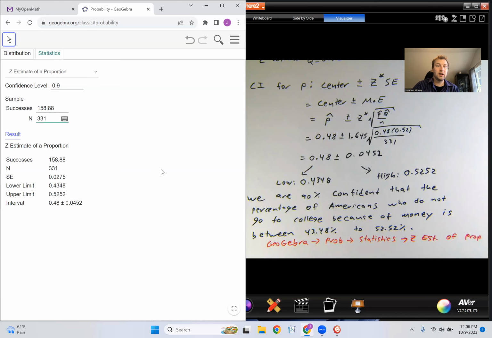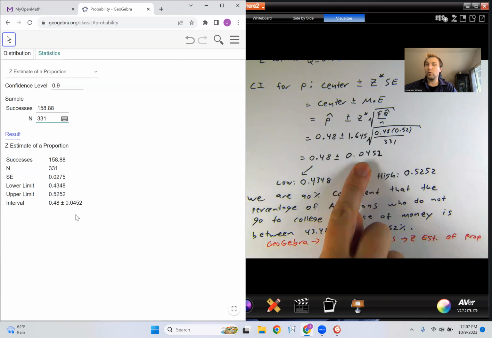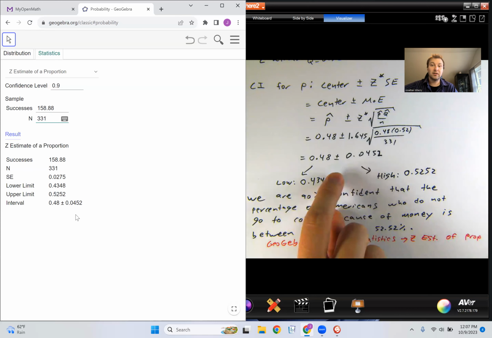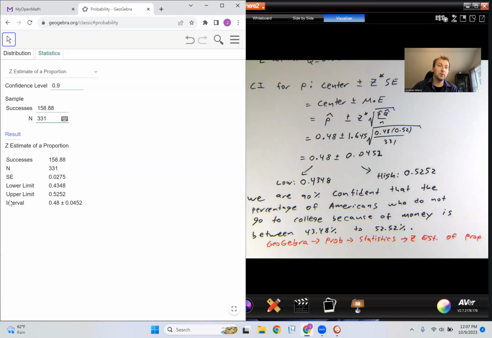For the number of trials, I have 331. This gave me an interval of 0.48 plus or minus 0.0452. So my interval setup looks the same. And a quick glance at the low value and the high value show me that those match up as well. So GeoGebra is a really nice way for me to double check my work.